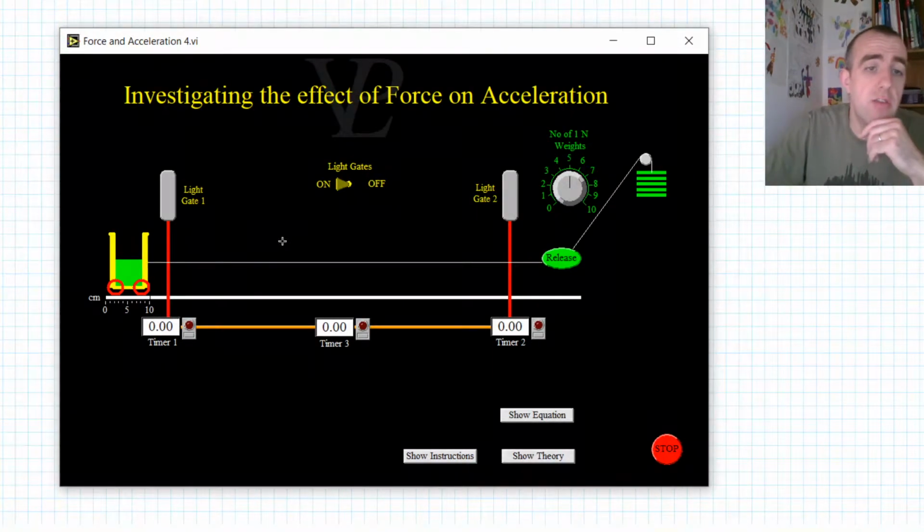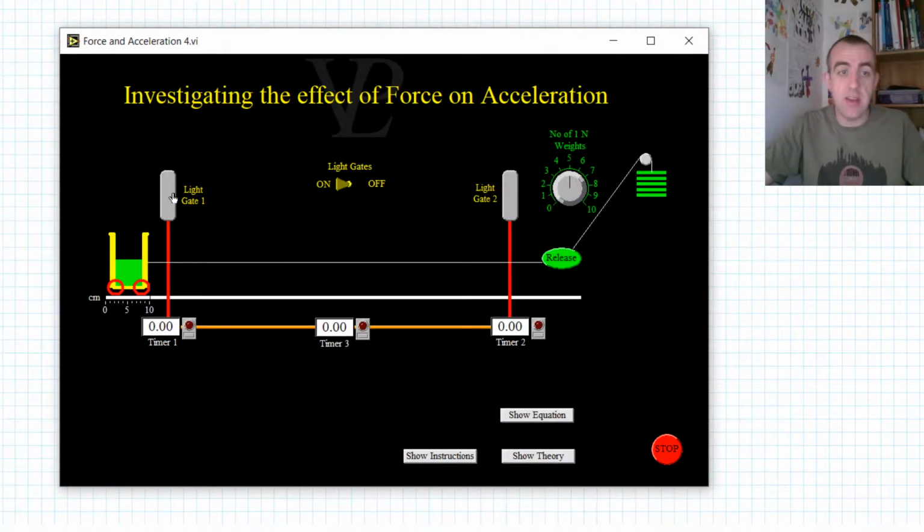Now in this simulation what we've got is two light gates, one on the left, one on the right. These light gates turn a timer on for the duration that the light beam is cut. In other words, when the light cannot be detected, the timer is running. And that's also true on timer 2. But there's another timer that detects the time between this light gate on the left being broken and the light gate on the right being broken.